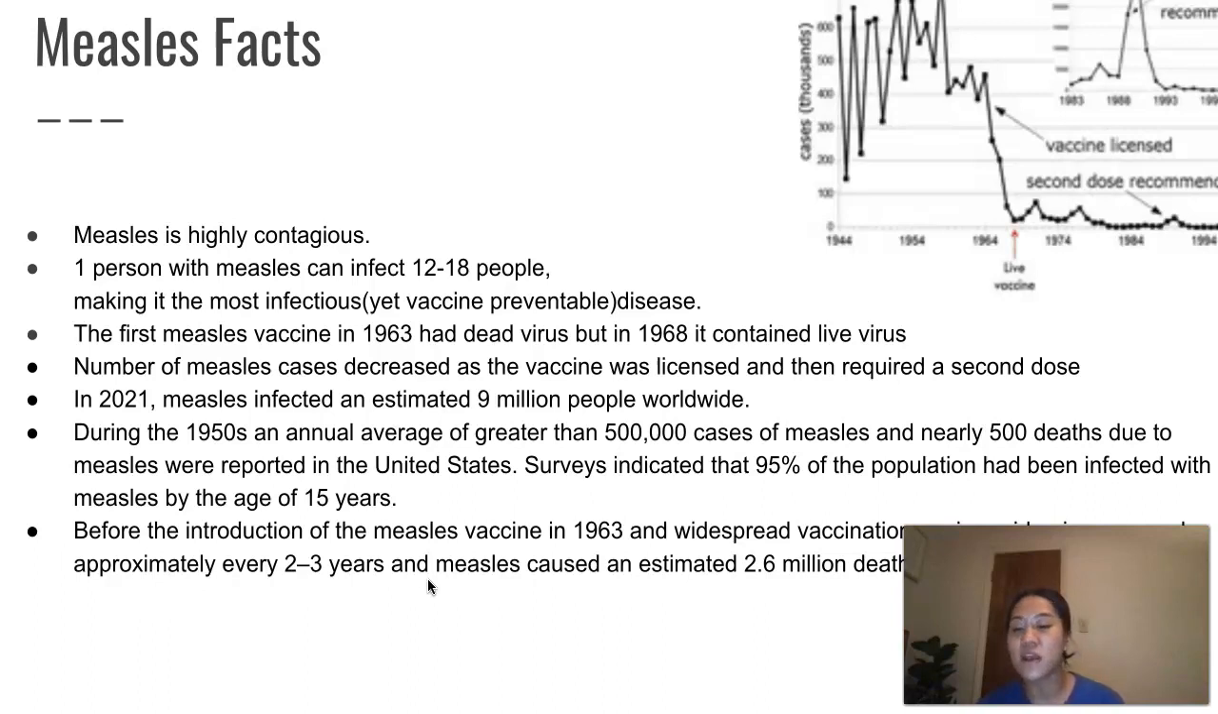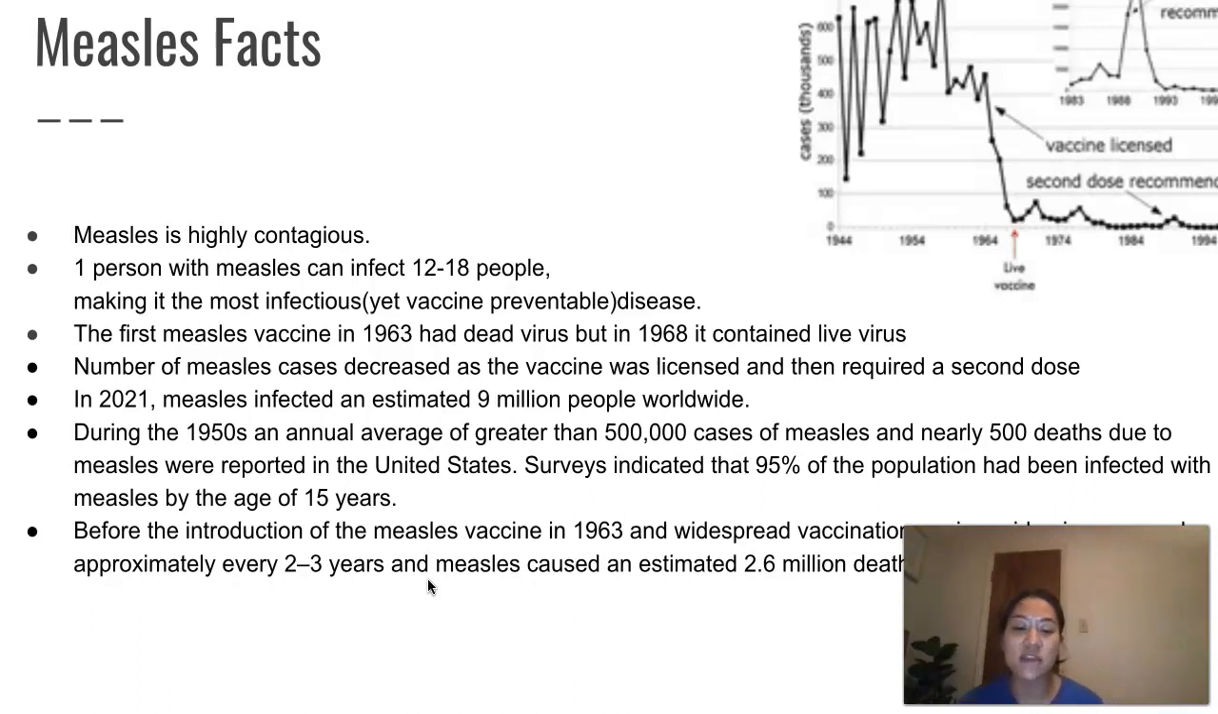The first measles vaccine in 1963 had dead virus, but in 1968 it contained live virus. The number of measles cases decreased as the vaccine was licensed and then a second dose was required. In 2021, measles infected an estimated 9 million people worldwide. During the 1950s, an annual average of more than 500,000 cases of measles and nearly 500 deaths due to measles were reported in the United States.